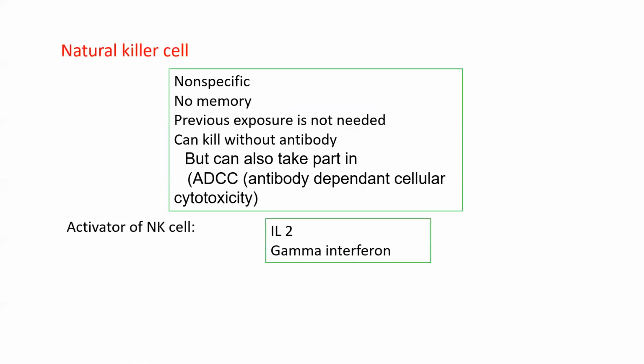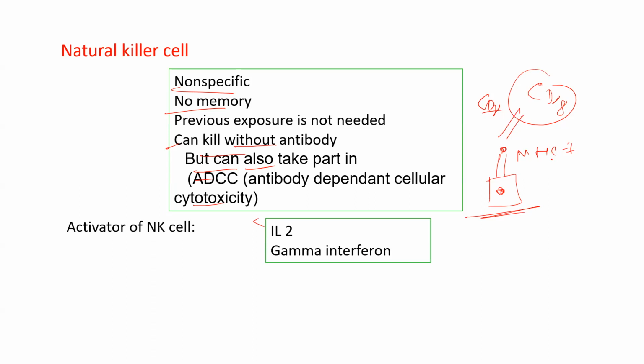We are not going through this. So the natural killer cell is a cell of the innate immune system, and it can take part in ADCC, and its function is just like the CD8 T cell. Suppose a virus-infected cell will present the cellular antigen to the CD8 T cell with the help of MHC1, and then the CD8 T cell will kill the virus-infected cell. This is how a cytotoxic T cell kills a virus-infected cell with the help of MHC.